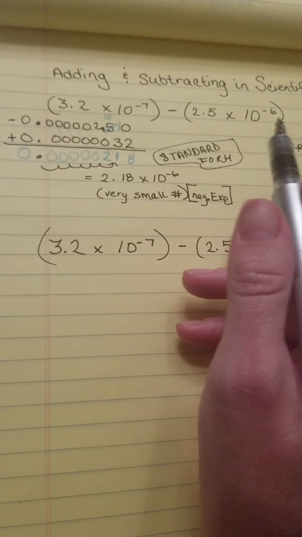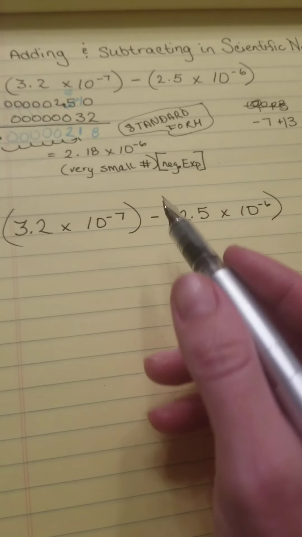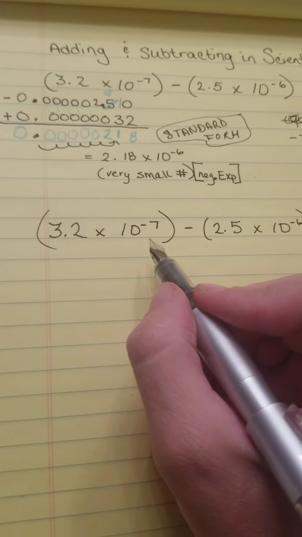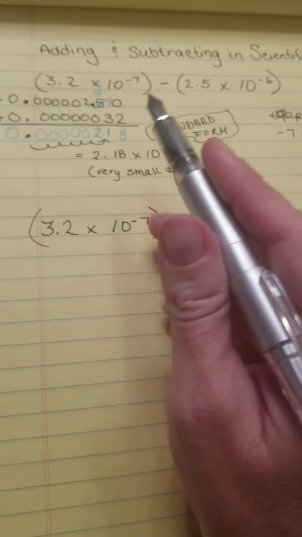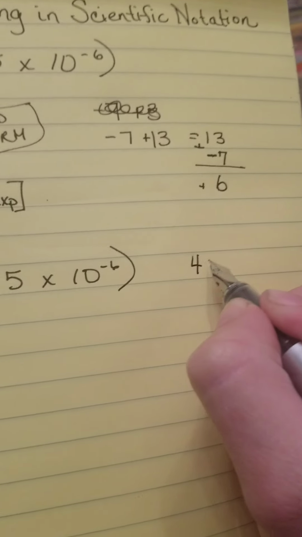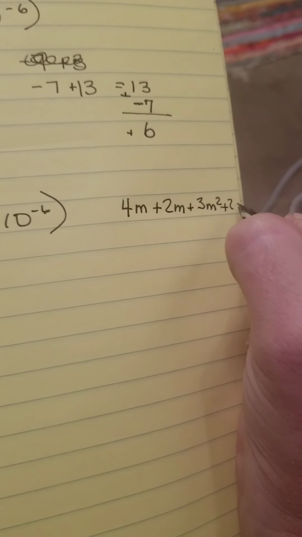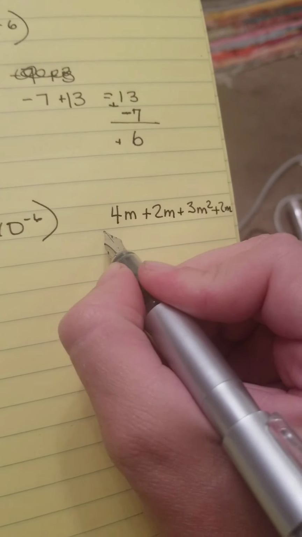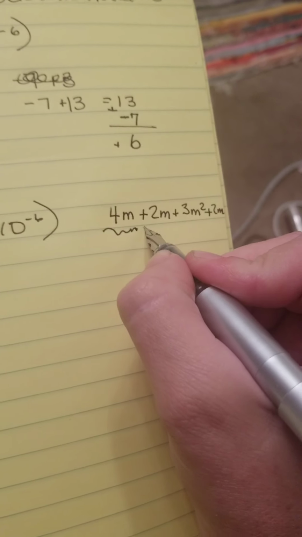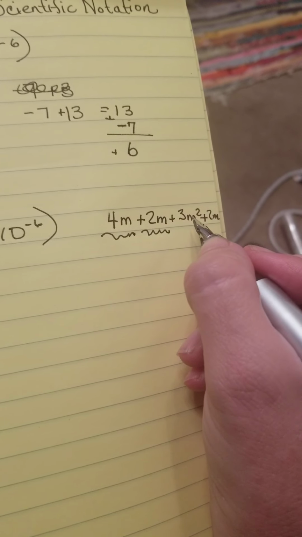Okay, well then I decided, that's all well and good. And of course, if you have a calculator, you can input all of this and get an answer. But without a calculator, which may be required at some point in your life, you have to know that adding and subtracting scientific notation is much like adding and subtracting like terms. For example, 4m plus 2m plus 3m squared plus 2m. All right, we have to combine like terms. Like terms would be 4 monsters plus 2 monsters is 6 monsters. M squared, that's like a mega monster.